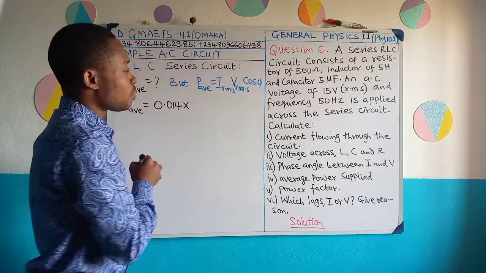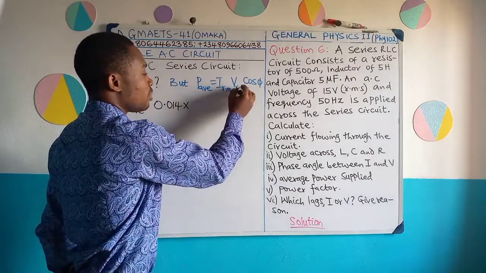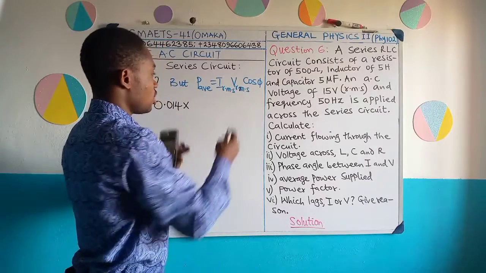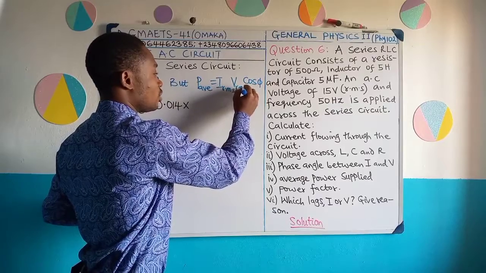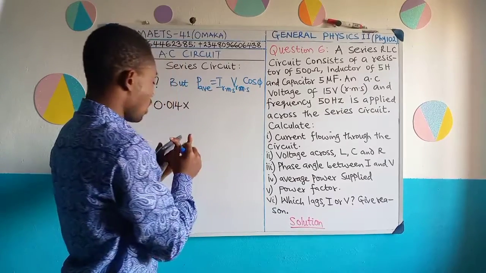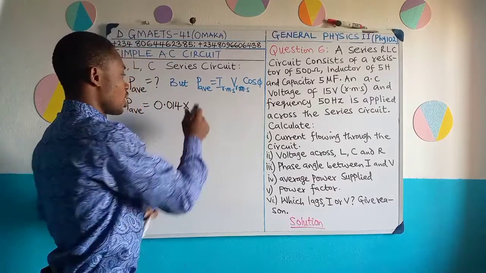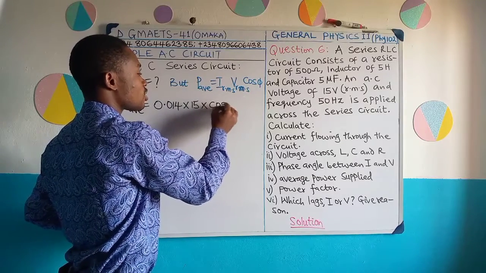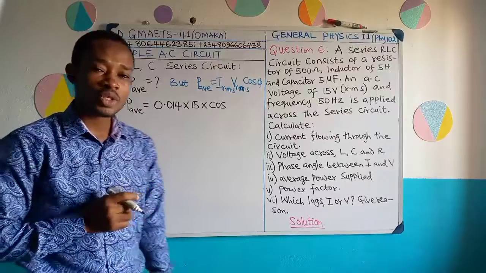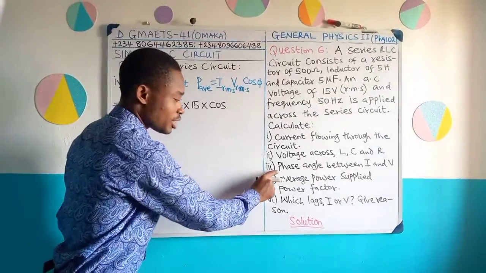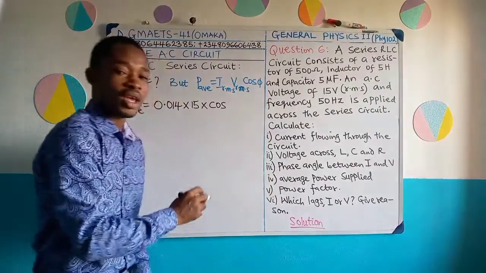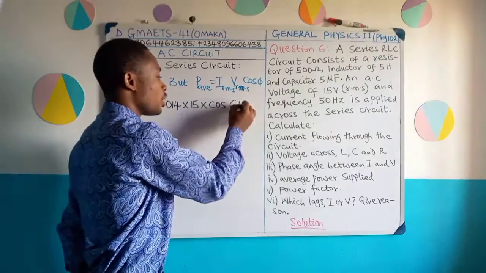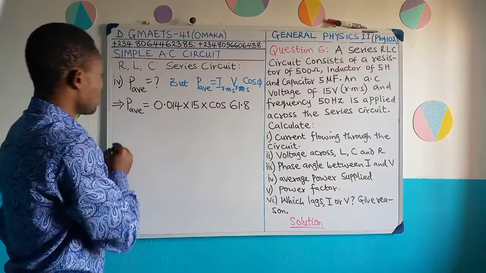I will multiply the root mean square voltage, which is 15, the one they gave us, by cos phi. Remember, we calculated phi from this place before I went for the short break, and we got 61.8.